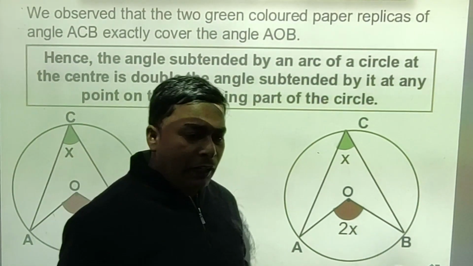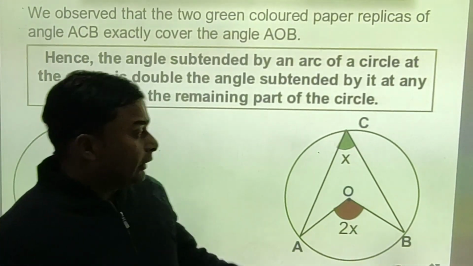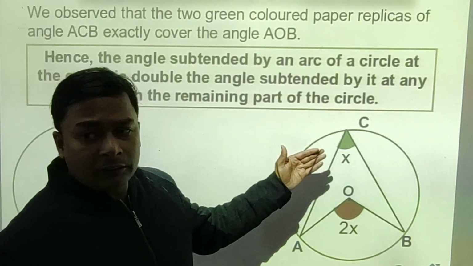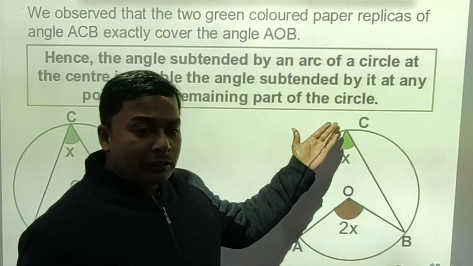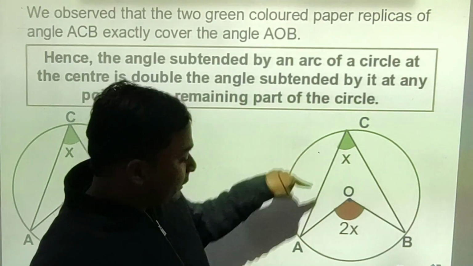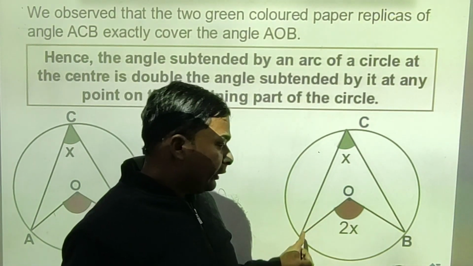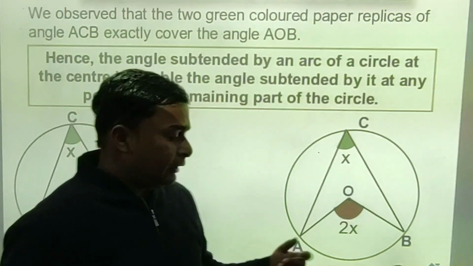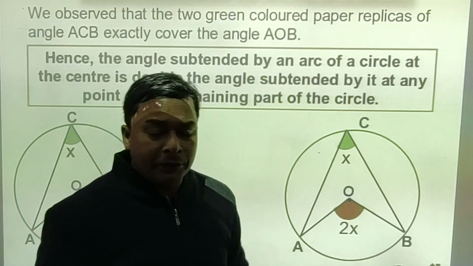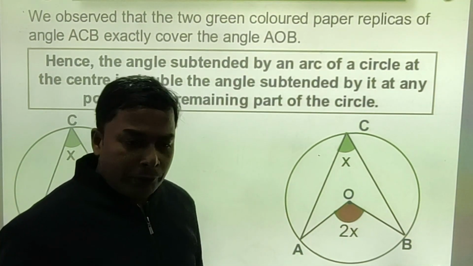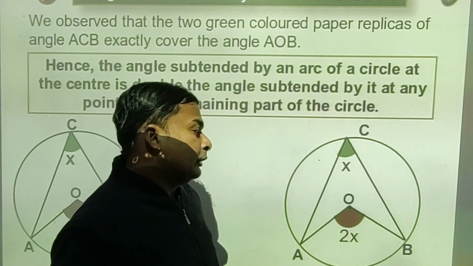Can we have any idea how it can be proved that the angle formed at the center is 2 times the angle formed on the circle? It means angle ACB is half of angle AOB, or you can also say angle AOB is 2 times angle ACB. I hope it is clear to everyone. Yes, sir.